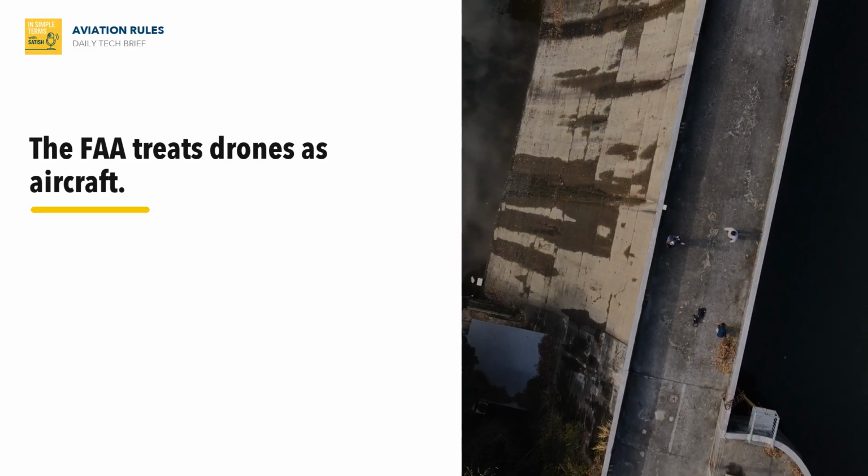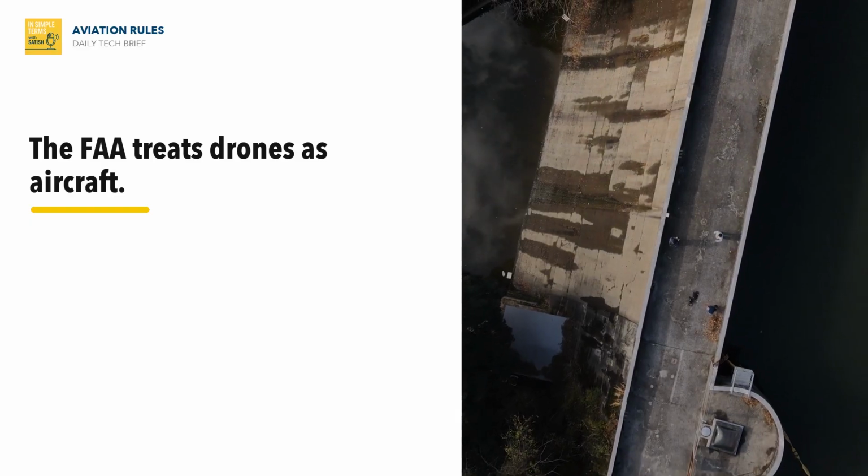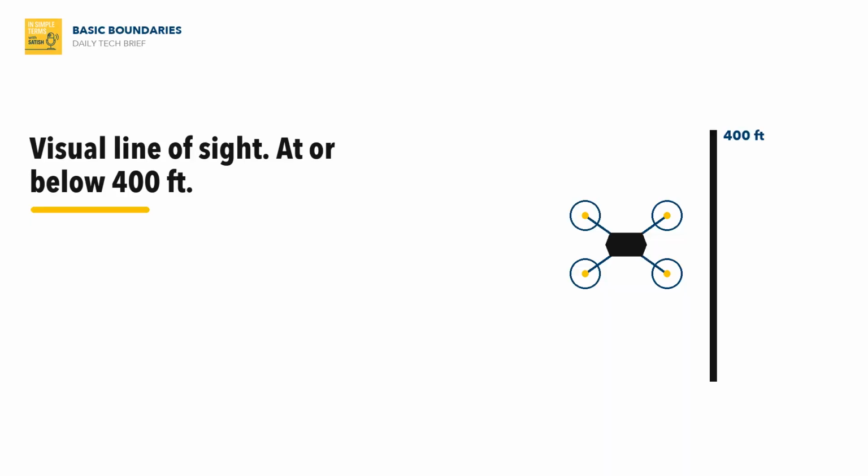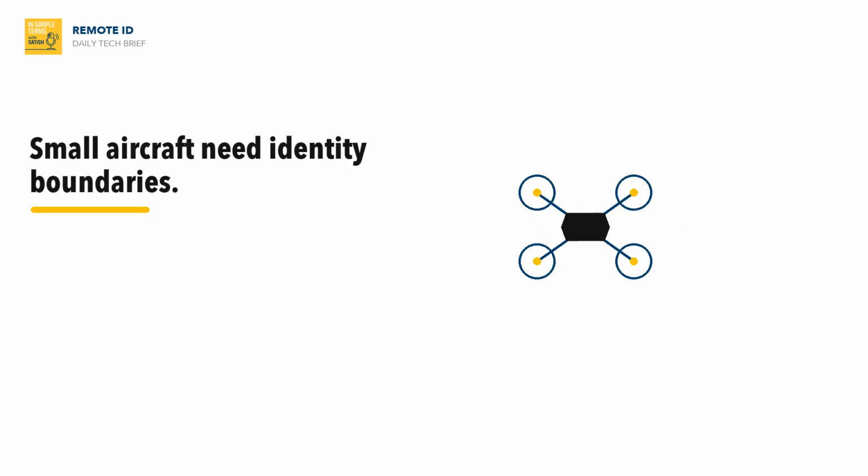The FAA treats drones as aircraft in the National Airspace System. In the US, many recreational flights must stay within visual line of sight and at or below 400 feet in uncontrolled airspace. And registered drones generally need remote ID. Once small aircraft become cheap and easy to fly, the larger system needs identity and safety boundaries.